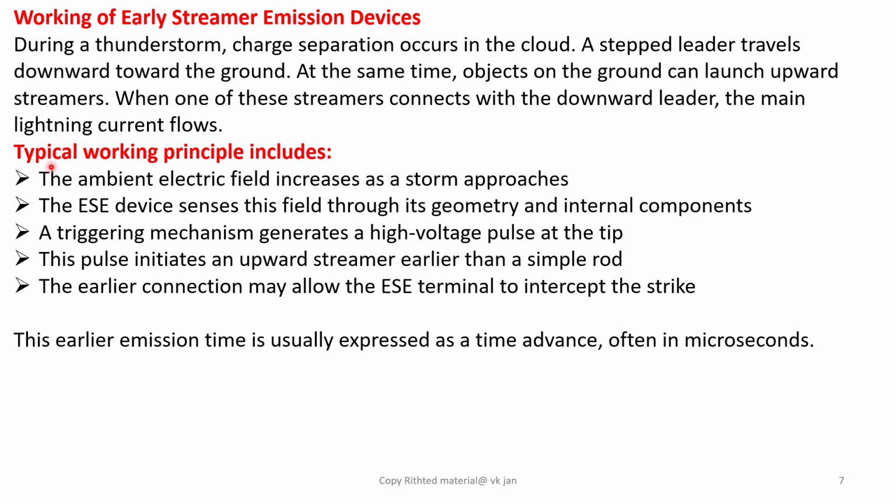Typical working principle includes: the ambient electric field increases as the storm approaches, as I have shown in the previous slide. The ESE device senses this field through its geometry and internal components. A triggering mechanism generates a high voltage pulse at the tip. The pulse initiates an upward streamer earlier than a simple rod. The earlier connection may allow the ESE terminal to intercept the strike and take it downwards to the earthing. The earlier emission time is usually expressed as a time advance, often in microseconds.